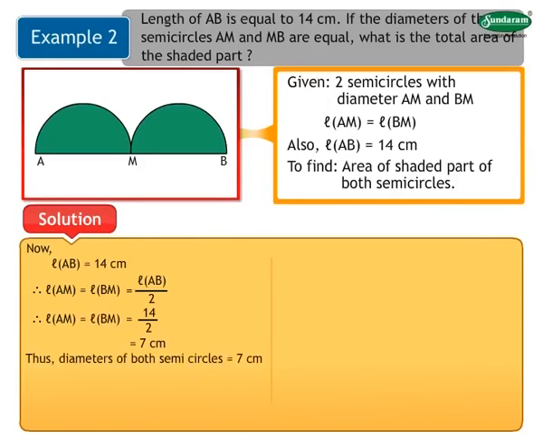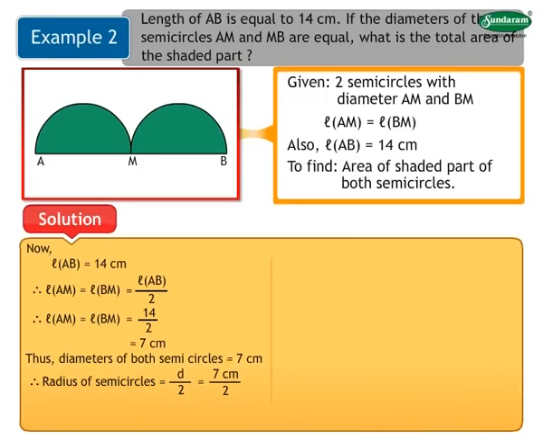Thus, diameters of both semicircles are 7 centimeter. So, to find out the area of the shaded part, we should know its radius. We got the diameter of both semicircles as 7 centimeter. Therefore, the radius of the semicircles is equal to diameter upon 2, which is 7 upon 2 centimeter.